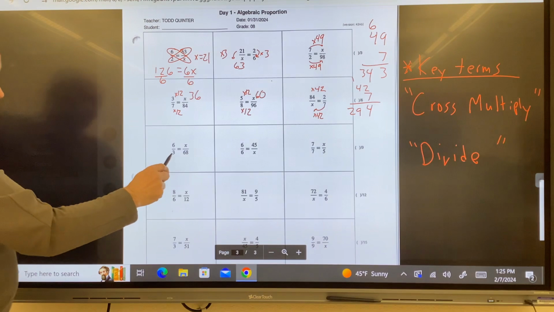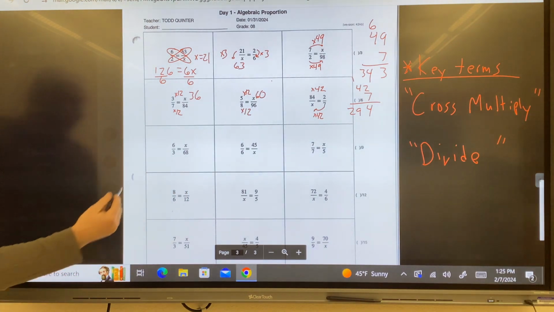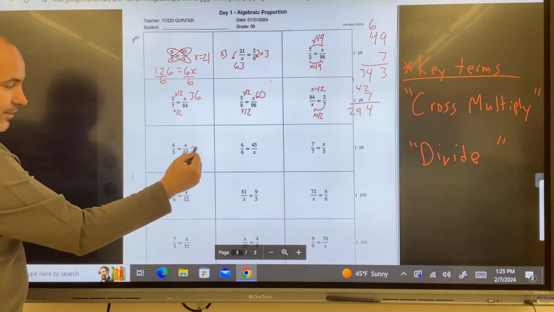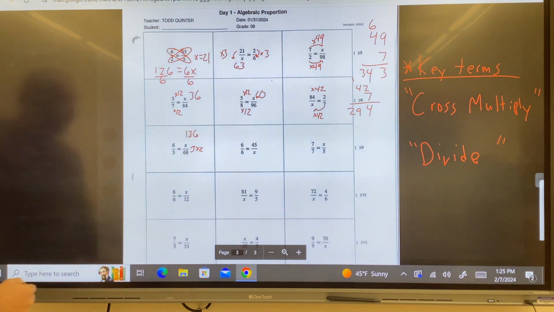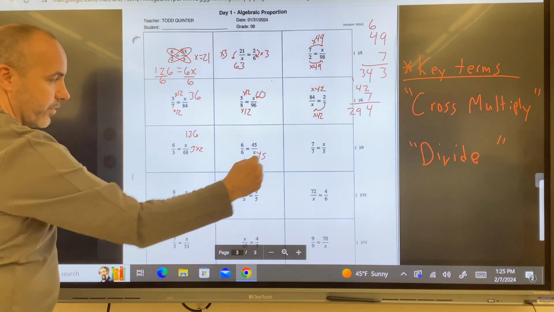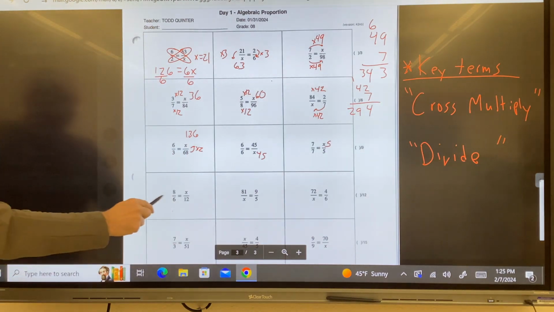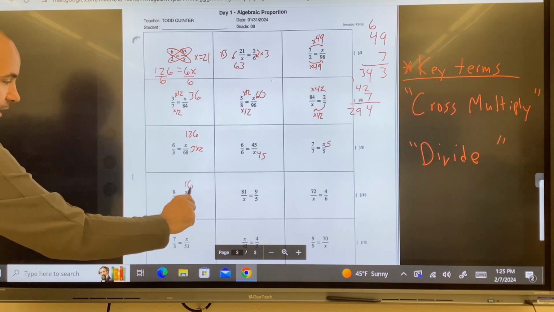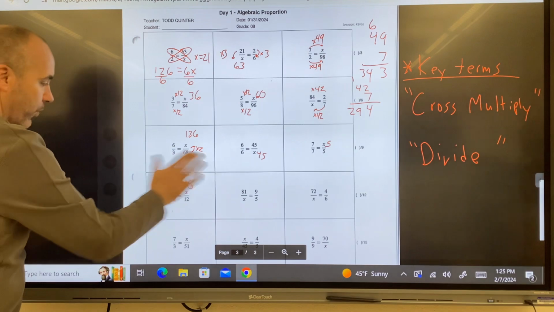Here, I can't do 3 times something to get 68. That's not a nice number. But I do notice that I can do 3 times 2 to get 6. So 68, I can multiply that by 2. 68 times 2 is 136. Here, the numerator and denominator are the same. These are the free questions. All right, numerator and denominator are the same. That's got to be 5. I can double 6 to get 12. So double 8, I would have 16, but once again, cross multiplication would work as well.